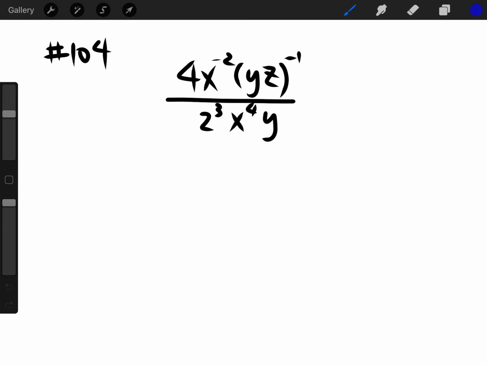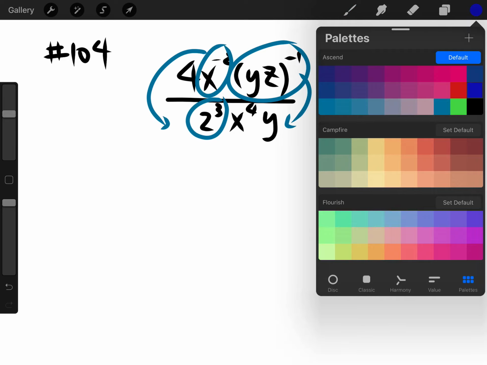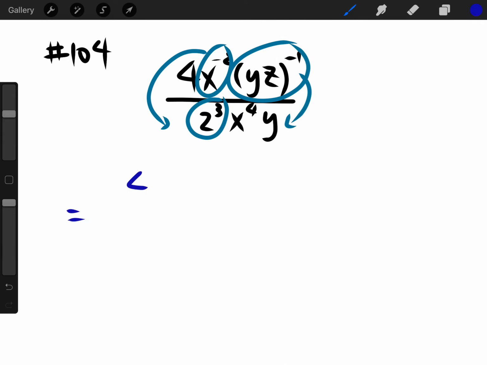Okay, problem 104. We can simply have the negatives get moved down to the bottom. Let's do that first. Bring this whole thing to the bottom, bring this whole thing to the bottom, and then later we're going to combine the like terms. Also, you know that 2 cubed is going to be 8. Let me rewrite this. Everything got moved to the bottom, there's nothing left other than the 4, and the coefficient is 2 cubed, which is going to be 8.